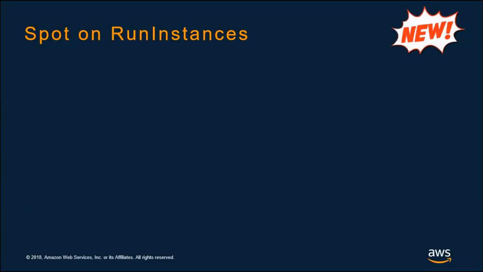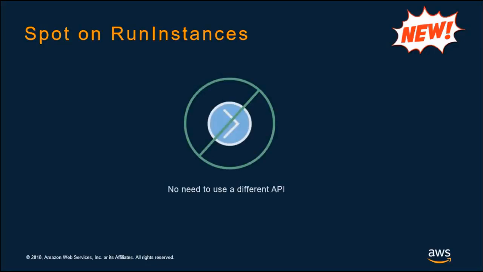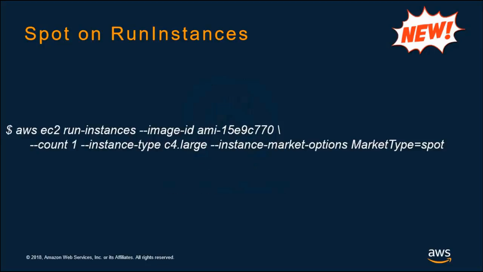Okay, Spot on Run Instances, another big launch for us at re:Invent, where you no longer need to use a different API. So if you're running on-demand instances today and you're calling Run Instances, it's now as simple as dropping in that instance market option, market type equals Spot, and we would automatically just start launching Spot instances for you.